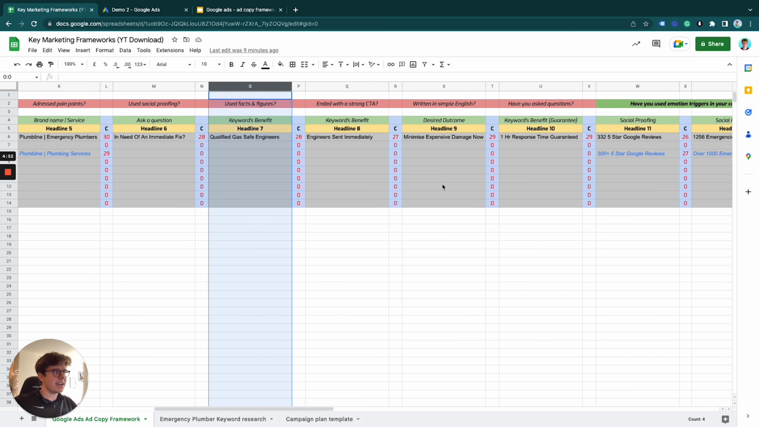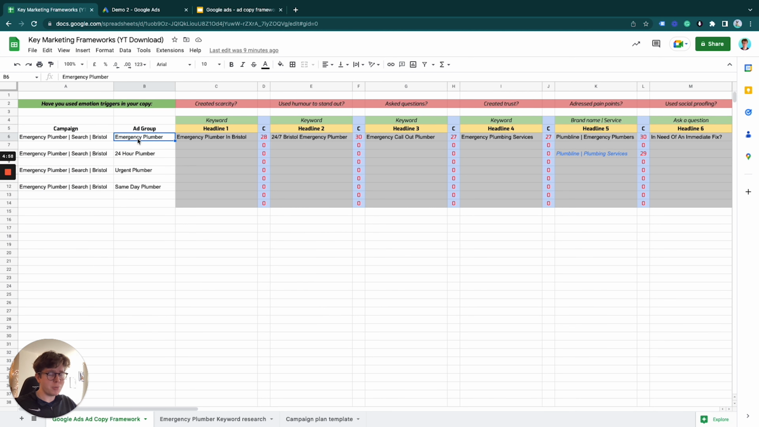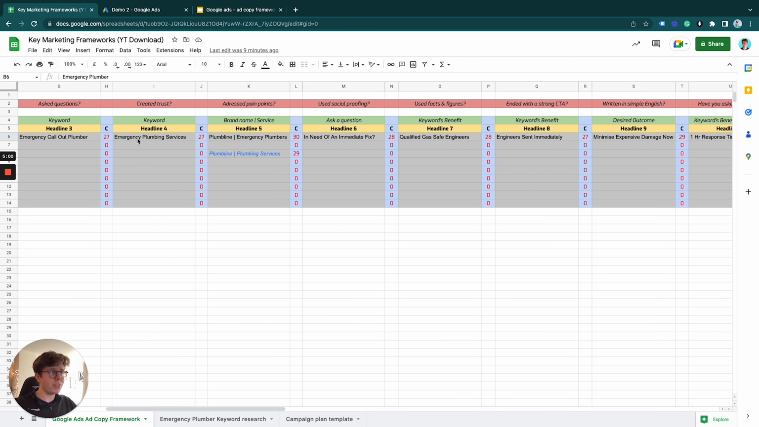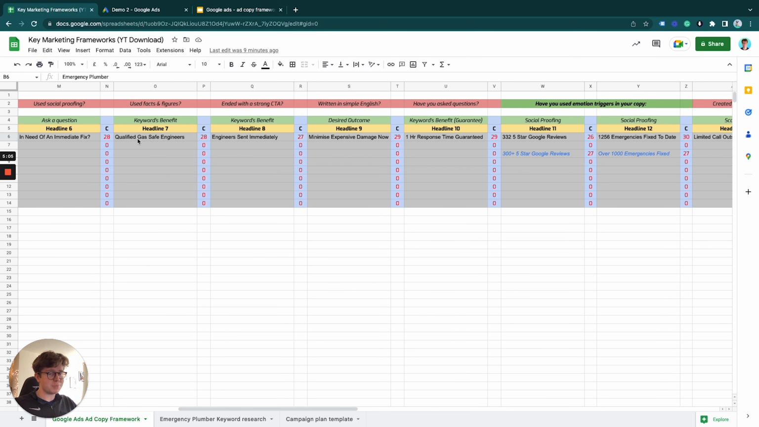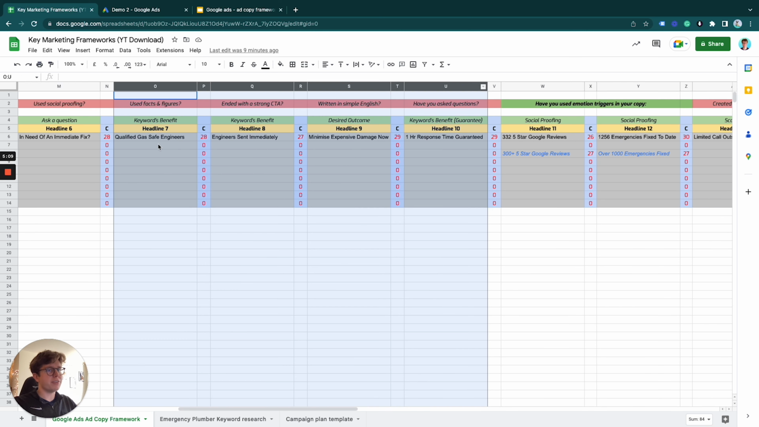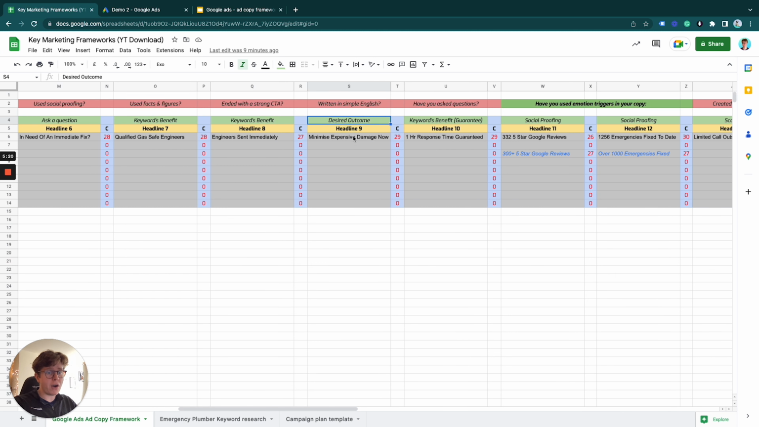So headlines 7 to 10, we talk about our keyword benefits. And when I say the keyword benefits, we are talking about our ad group, our search keyword benefits, what they're searching for. So this most likely is your service, but you want to be specific to the keyword. For the first one, we are talking about qualified gas-safe engineers, engineers sent immediately, minimize your expensive damage now. This is describing the outcome they are after.